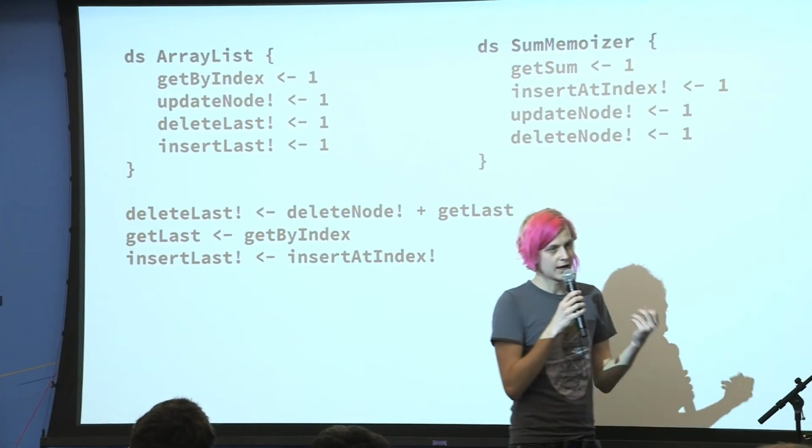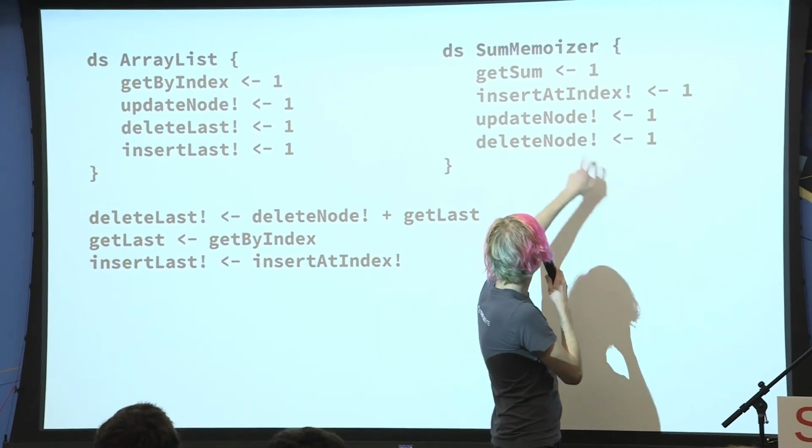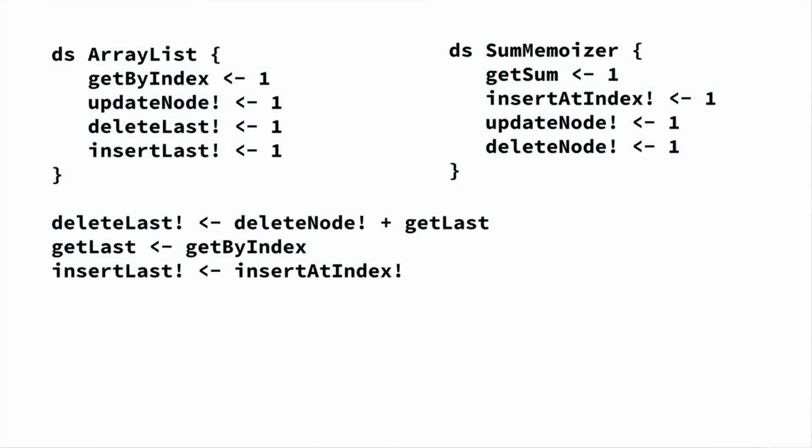And if we want to delete a node that we already know the value of, we can just subtract that. And we have a few relationships between these that are useful. For instance, we know that we can do get last with get by index. We know that we can do delete last with delete node and get last. And we can do insert last with insert by index.